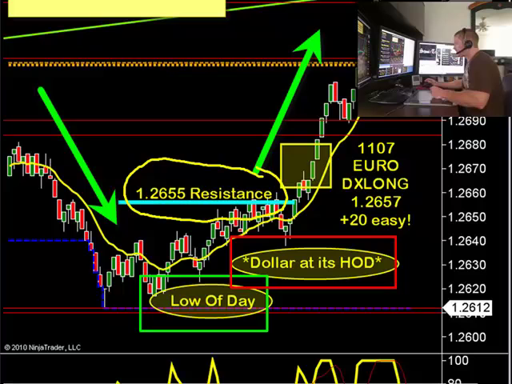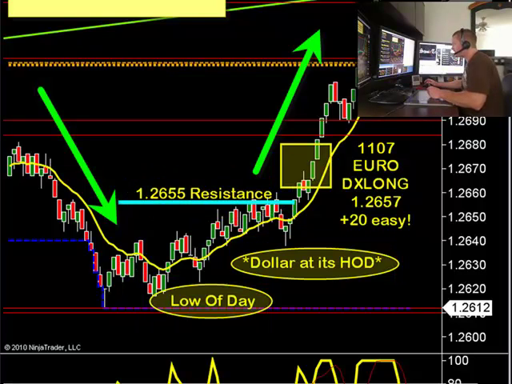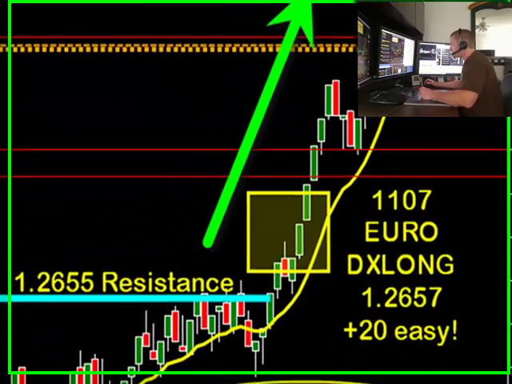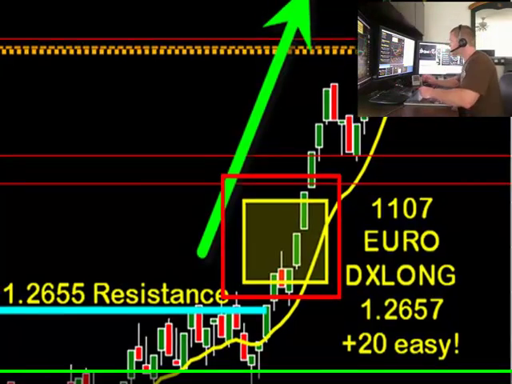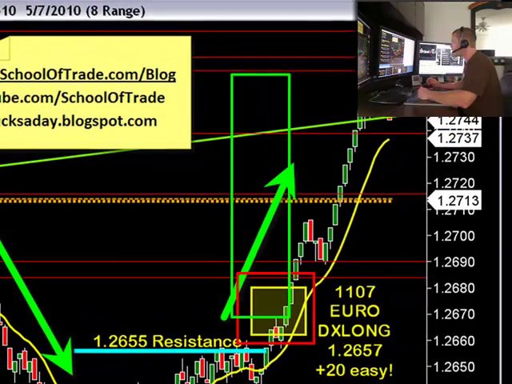Now what I've done here is I've labeled this. See this yellow box right here? This is your 20 tick move. That's it. But look at how big this whole move was. Look at how monstrous this whole move was.